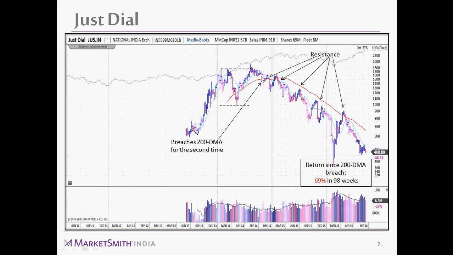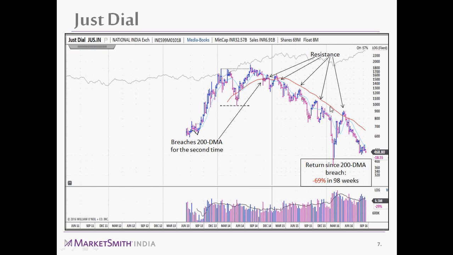2014. You can see that if you're exiting a stock when it has a 200 DMA break, you are avoiding such a drawdown in your stock. These are terrible losses you don't want to see. These are the losses which get to you. The stock is down almost 70% in 98 weeks. You can see it's really trying hard to get back above its 200 moving average, but it's continuously facing resistance.